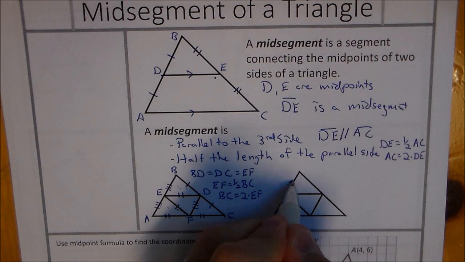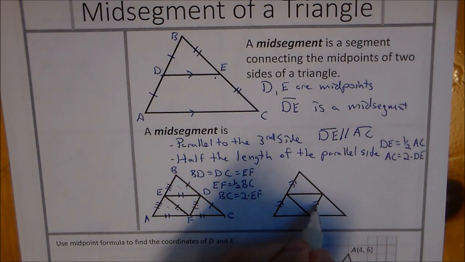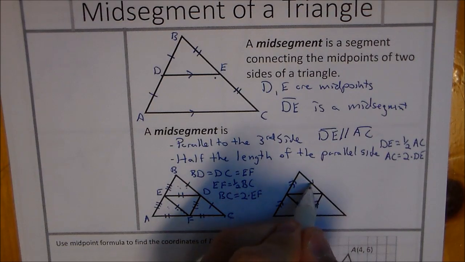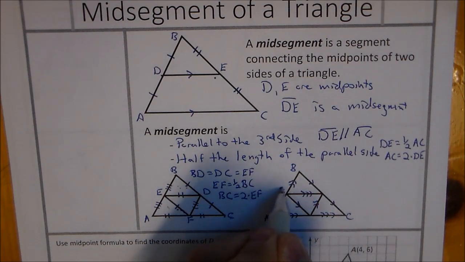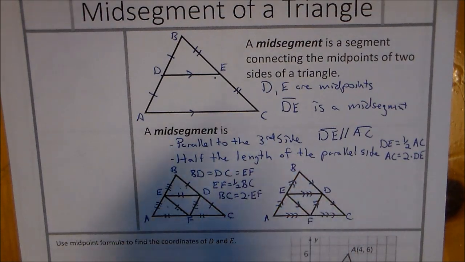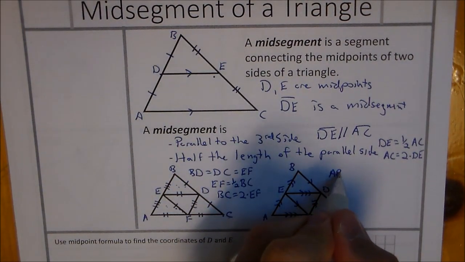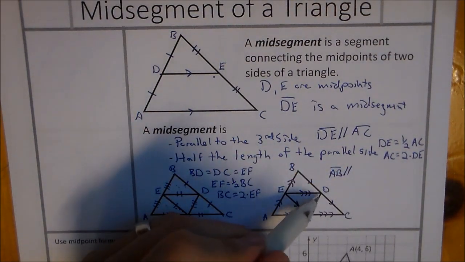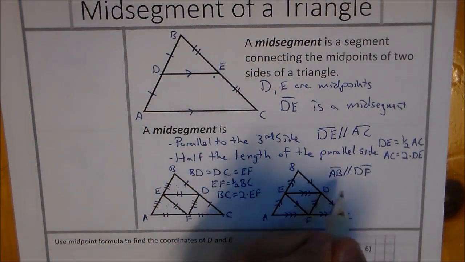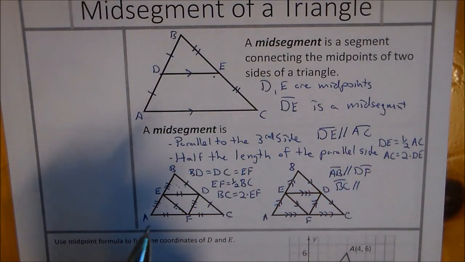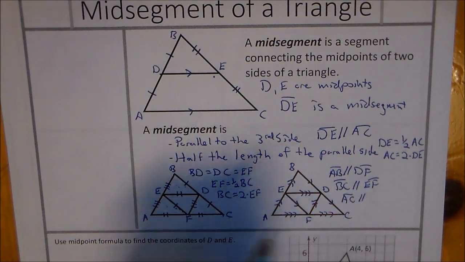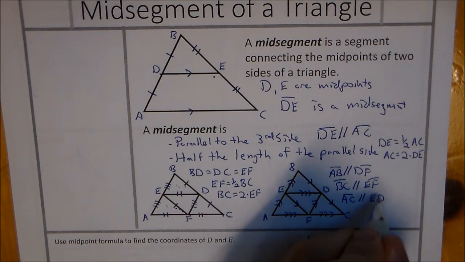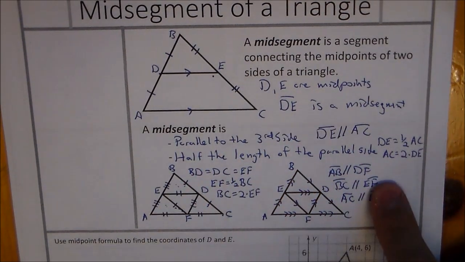Now, when we look at the parallel part of it, we're going to use some parallel symbols here. And we'll label A, B, C, E, D, F. So I know that AB is a side. It's parallel to its midsegment DF. I know that BC is parallel to EF. And I know that AC is parallel to ED. So I have the lengths, and then I have the parallel portion of it.